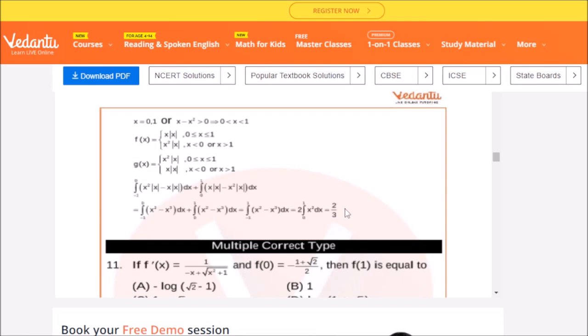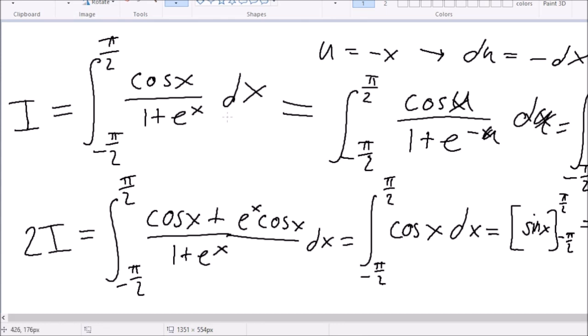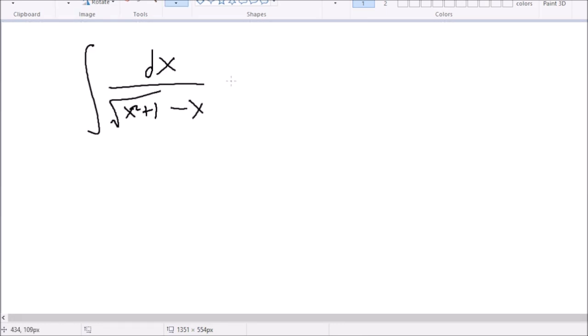Oh boy. Multiple choice. If f prime of x and f of 0 is that, then f of 1 is equal to what? Well, okay, so I have to find the integral of that. Let's do it. The first thing I want to do is conjugate it. Whenever I see radicals like that, I just want to conjugate it firsthand. There are some cases where you will regret conjugating, but that's just the whole point of experimentation.